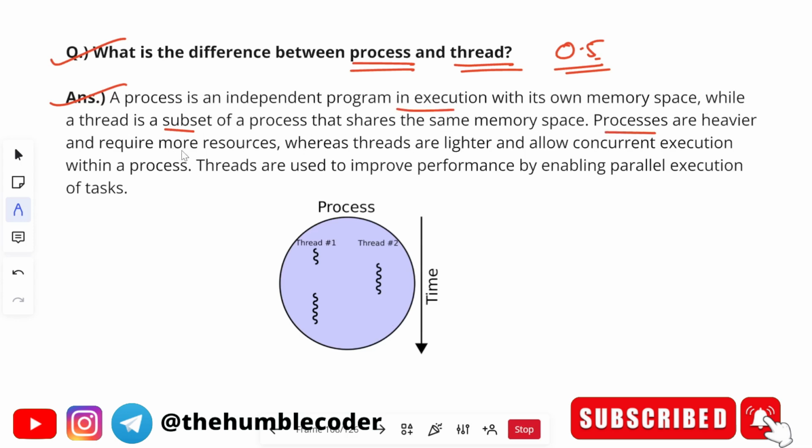Processes are heavier and require more resources, whereas threads are lighter and allow concurrent execution within a process. Threads are used to improve performance by enabling parallel execution of tasks. So you can see in one process we can have multiple threads which are concurrently executed within a process. Let's now move on to the next question.